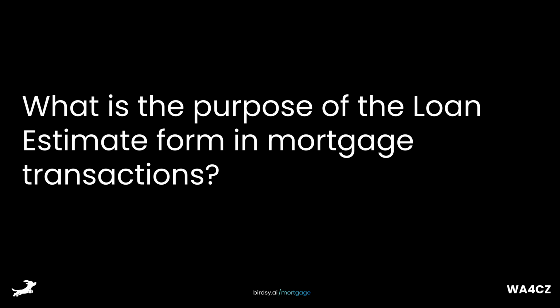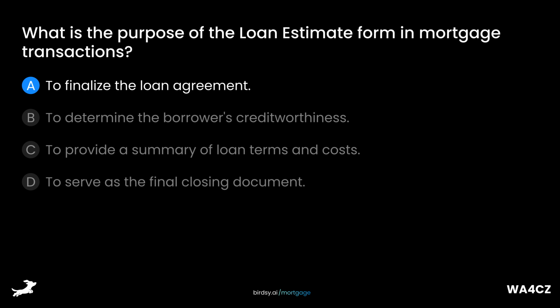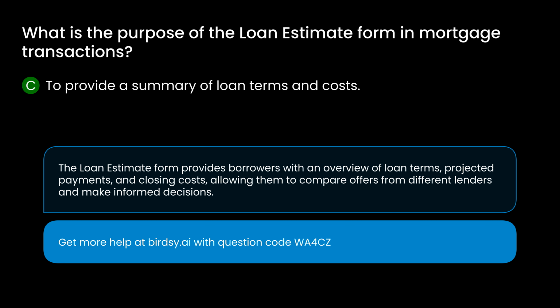What is the purpose of the loan estimate form in mortgage transactions? Is it A, to finalize the loan agreement, B, to determine the borrower's creditworthiness, C, to provide a summary of loan terms and costs, or D, to serve as the final closing document? The answer is C, to provide a summary of loan terms and costs. The loan estimate form provides borrowers with an overview of loan terms, projected payments, and closing costs, allowing them to compare offers from different lenders and make informed decisions.